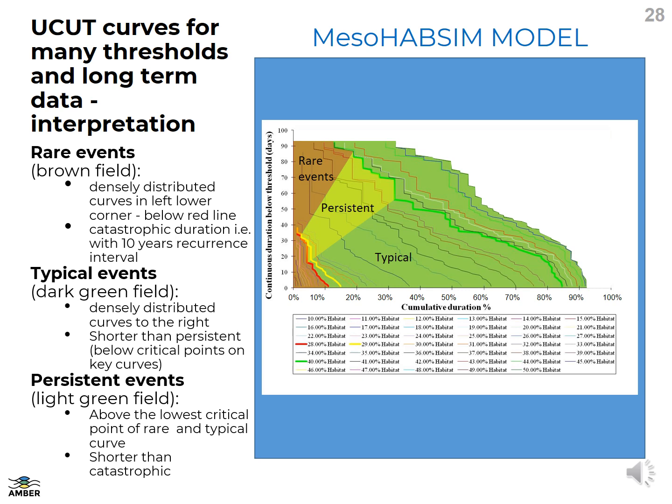The typical events are on one hand bordered by densely distributed curves on the right and are shorter than persistent duration. The persistent events are those indicated by the light green field that occur above the lowest critical point of rare and typical curves and are shorter than catastrophic.